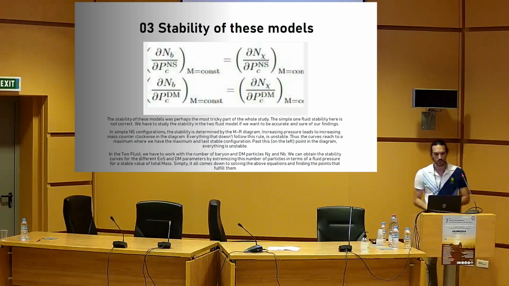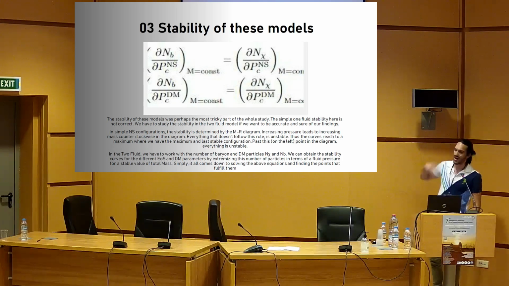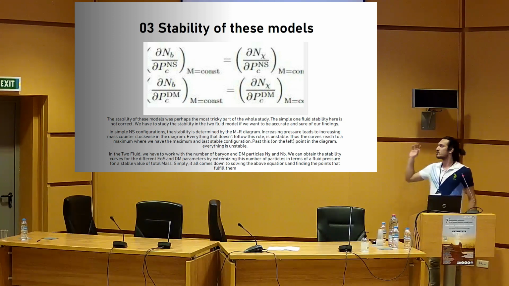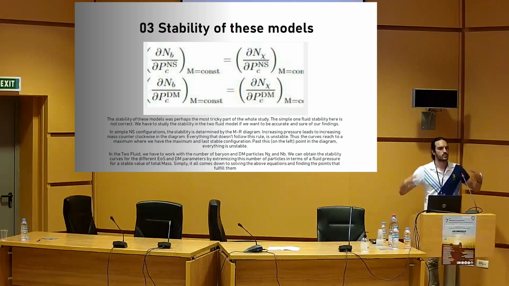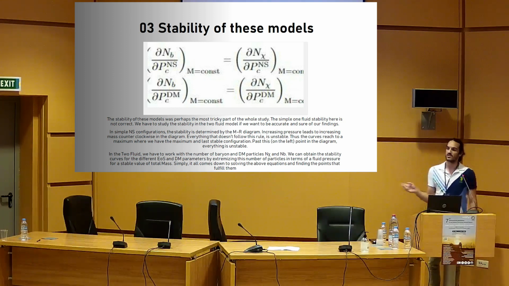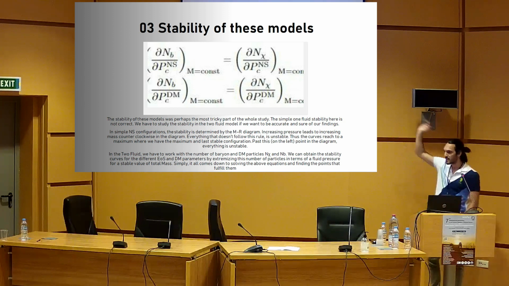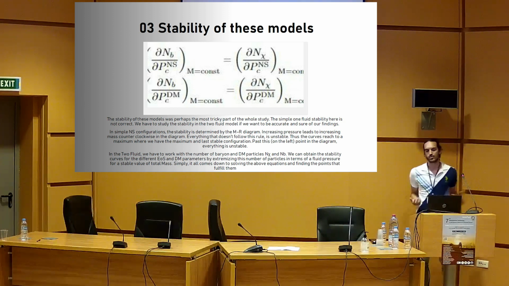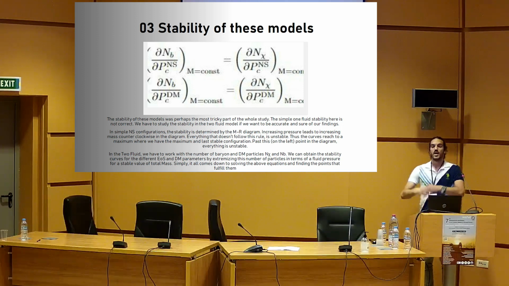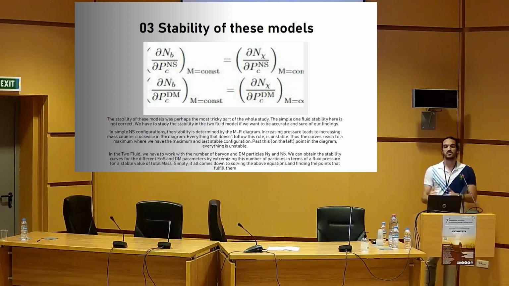So now that we saw how we obtain these kinds of objects, let's talk about the stability of these models. And it's very tricky and it's very important. Why? Because for the simple neutron stars, the simple one-fluid model, the stability is known and is very simple. Increasing pressure leads to increasing mass, counterclockwise in the diagram, as we saw earlier. So the very peak of the MR diagram, as my colleague showed before, is the last, let's say, stable configuration.